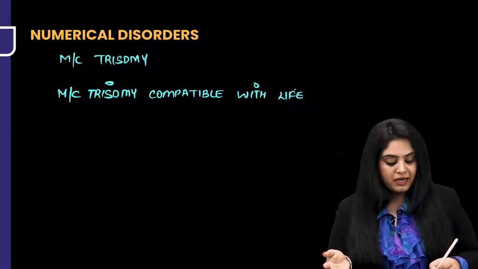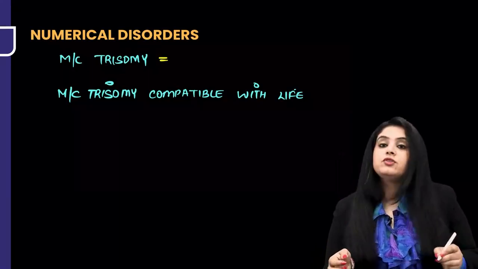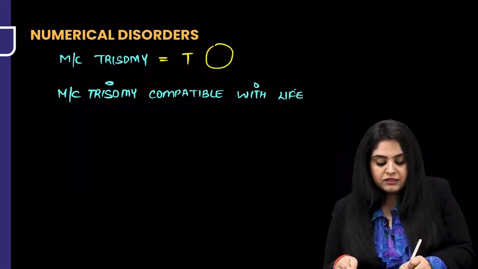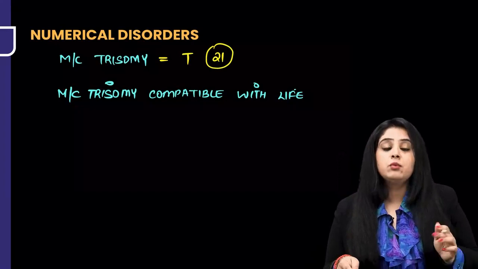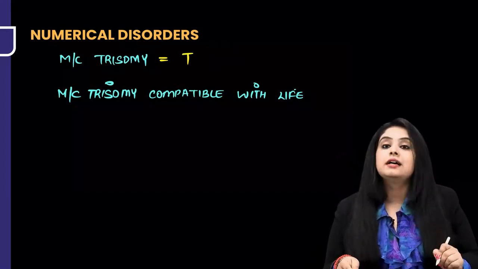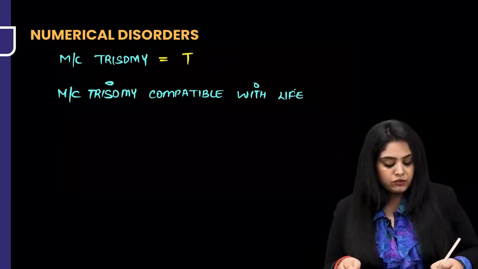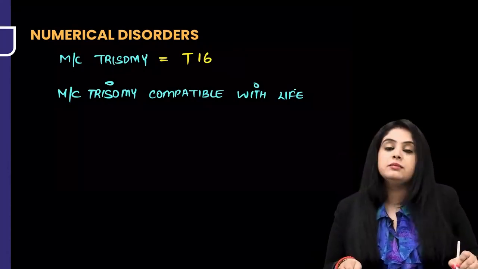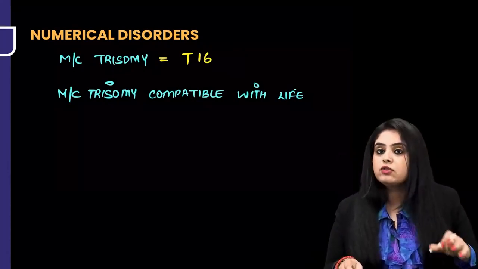So first question from my side to you is, what is the most common trisomy? I know many of you will be answering trisomy 21, and I want to tell you, hang on, that is not the correct answer. The most common trisomy is trisomy 16. But when is trisomy 21 the most common?